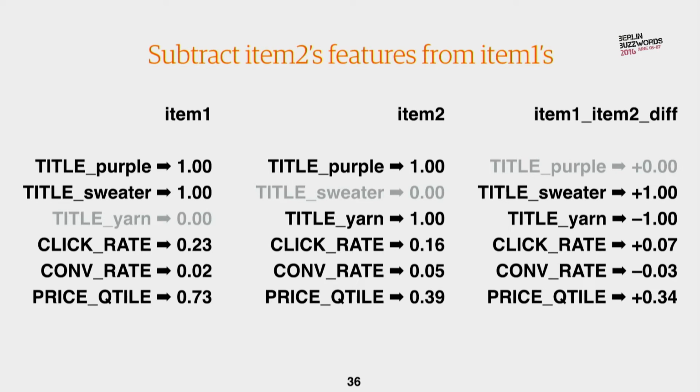Remember that any missing features are implicitly 0, so I've shown those in grey. Any features with the same value in item 1 and item 2, for example, title purple here, will be 0 in the resulting vector, so you can just leave them out. Intuitively, that makes sense, because if the winner and loser of a preference decision both contain the same feature, or if it's a continuous feature, it had the same value, then it means that the learner can't learn anything about that feature from that particular preference decision.